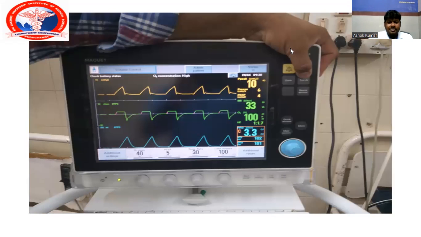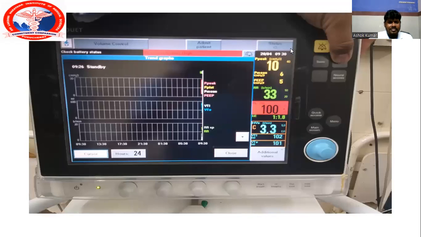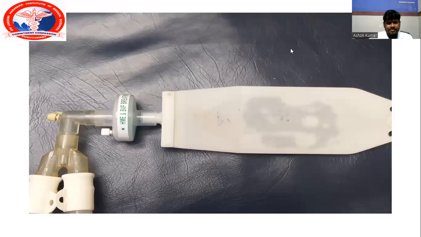And we can see the trends by clicking the trends button. We can see the trends of P peak, plateau pressure, P mean, as well as expired and inspired tidal volume, as well as spontaneous inspired and expired volumes.